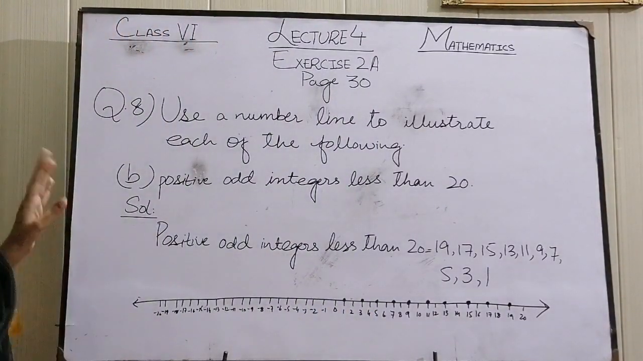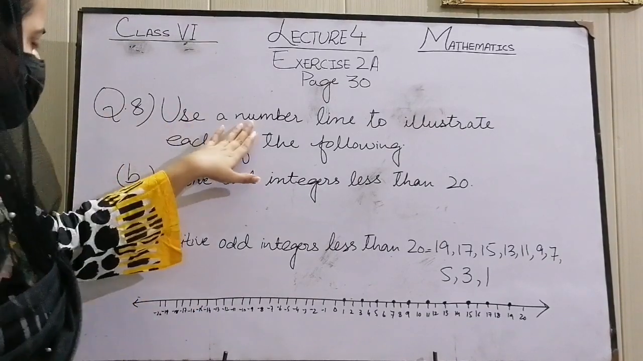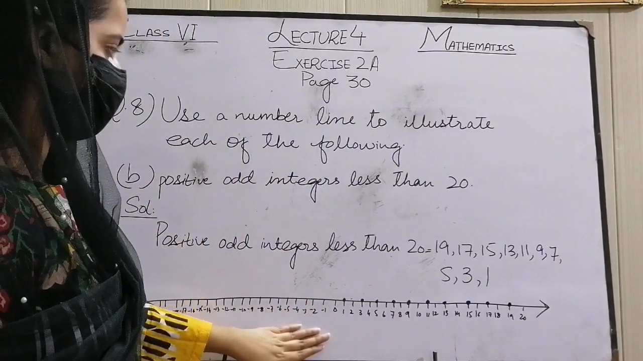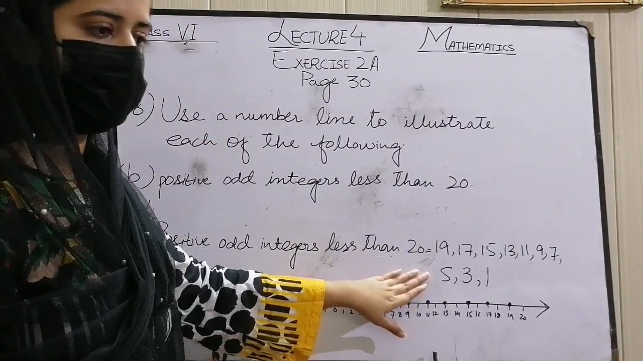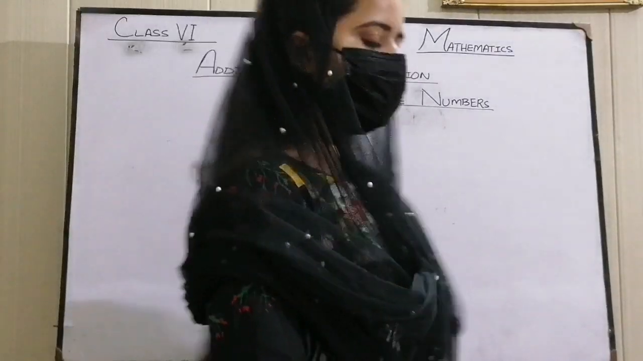That's it. You do not have to rearrange these numbers into ascending order. The question says you have to just illustrate these numbers on the number line. We have completed exercise 2A.